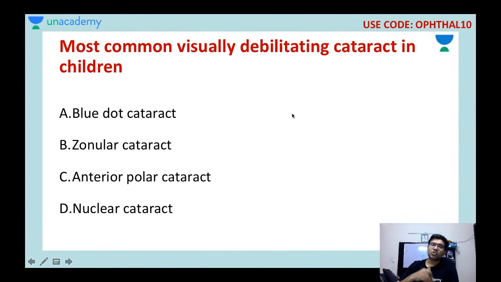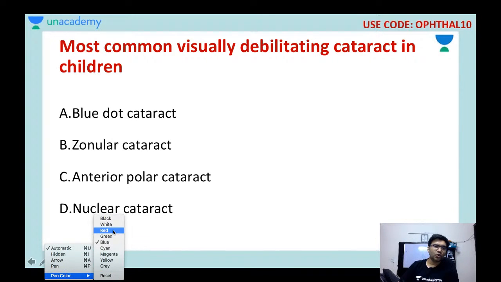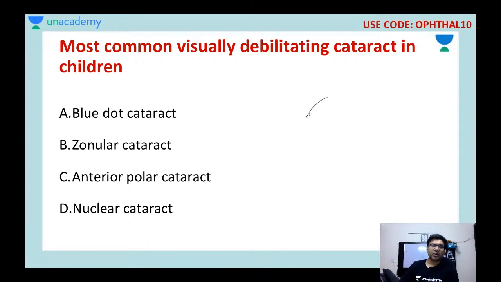So what is the most common visually debilitating cataract in the children? I talked about the most common cataract, now what is the most common visually debilitating cataract? Your options are blue dot, zonular, anterior polar, or nuclear cataract. So definitely it cannot be blue dot.